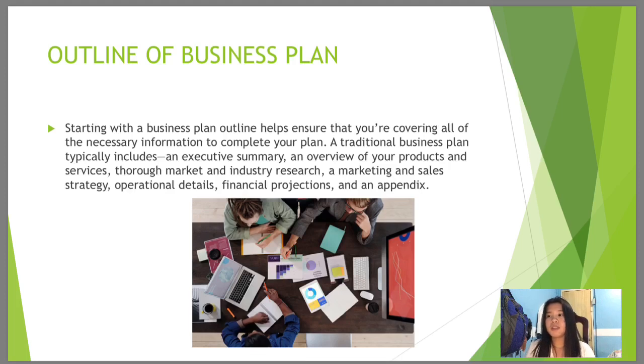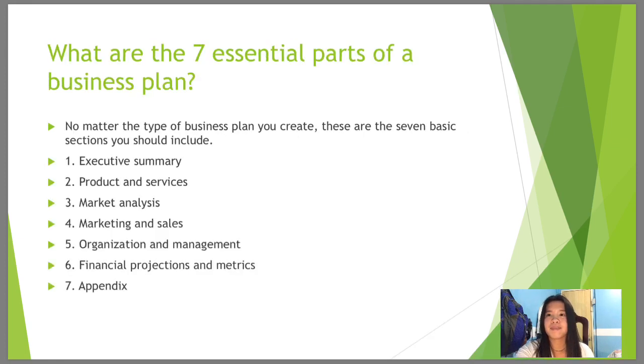Starting with a business plan outline helps ensure that you're covering all of the necessary information to complete your plan. A traditional business plan typically includes an executive summary, an overview of your products and services, market and industry research, a marketing and sales strategy, operational details, financial projections, and an appendix.